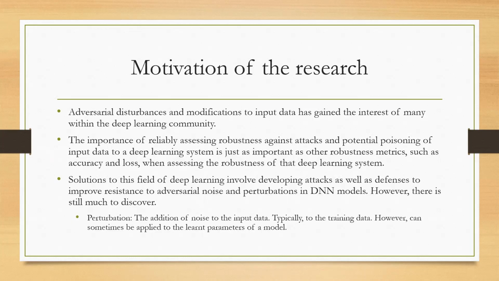So as you can guess, metrics regarding successful defenses against possible threats to machine learning systems, and in our case, to the input data to those systems, is a metric that is just as significant at determining robustness for a deep learning system as loss or accuracy metrics are. So some solutions to this realm involve implementing attack strategies as well as defense strategies to improve the resistance to adversarial perturbations in deep neural network models. However, since this is a relatively recent field, as indicated in this paper, there's still a lot left to be explored.